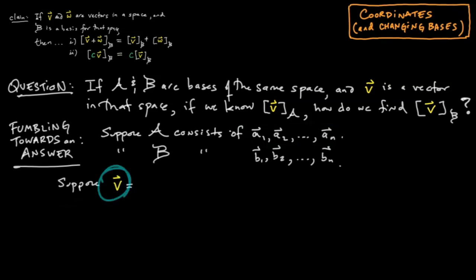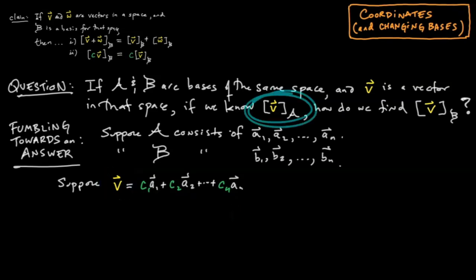So let's suppose that V is C1 times A1 plus C2 times A2, so on and so forth, to Cn times An, where C1, C2, and so forth are scalars. Those are the weights we attach to the basis vectors to get a linear combination equal to V. So in other words, V's A coordinates are C1, C2, C3, and so on up to Cn. Okay, now the stage really is set, and we are faced with our dilemma. How do we go from this representation of V as a linear combination of the A vectors to a linear combination of the B vectors? We want V's B coordinates.